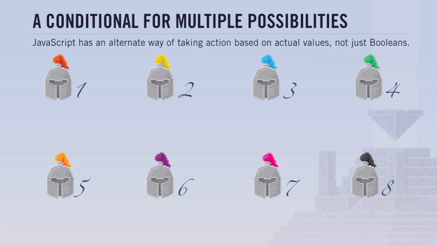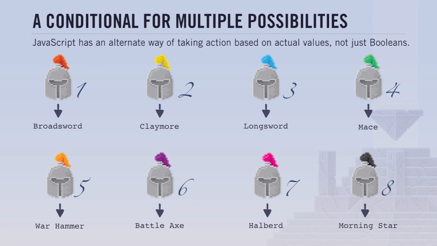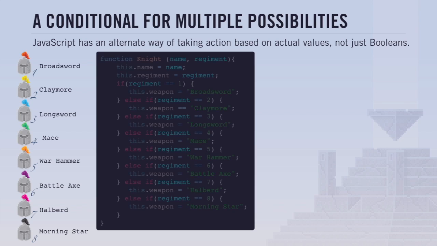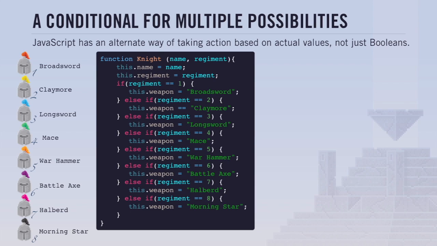So here we have 8 different regiments, and each of those regiments is supposed to get a different weapon. Each of the knights in those regiments needs to hold on to some different killing device. Let's say we had a knight constructor, and inside that knight constructor we were passed a name and a regiment in order to assign that new knight to a specific regiment and give them a name. Then we have this extra long series of conditional statements to check and see what the regiment value is in order to assign that knight the correct weapon.